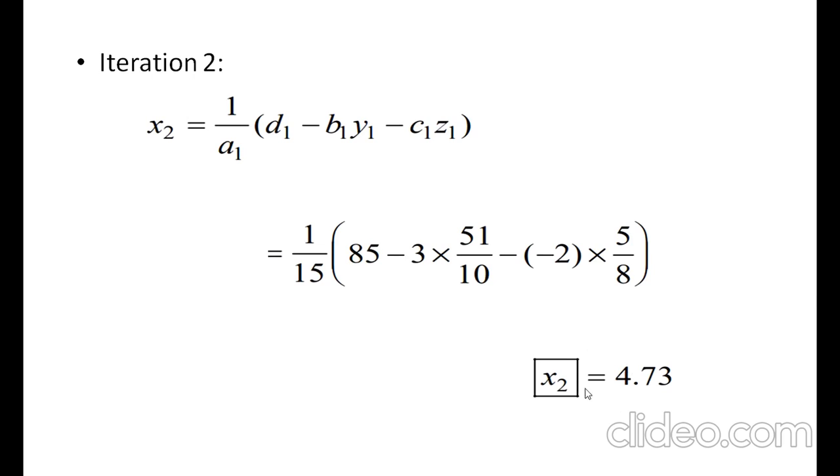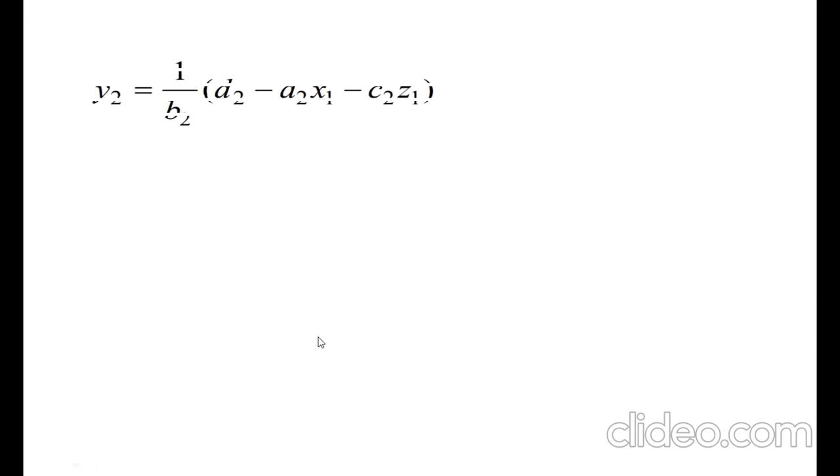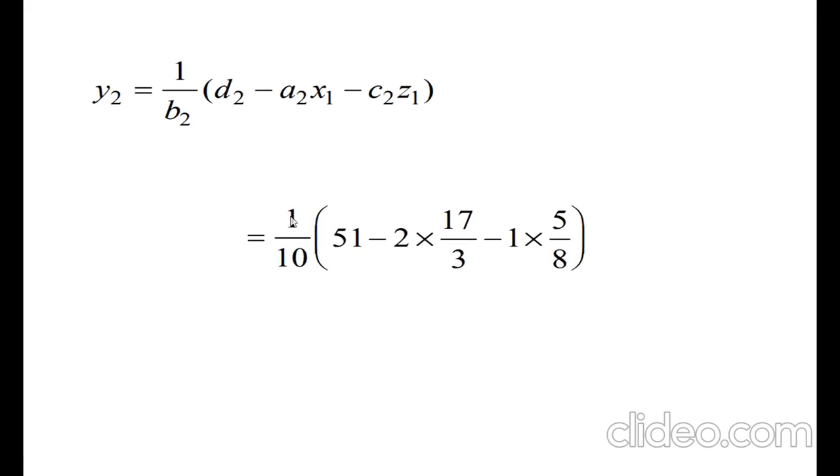Now we will use the x2 value in the next iteration. y2 is 1 upon b2 in bracket d2 minus a2 x1 minus c2 z1. Hence 1 upon 10 in bracket 51 minus 2 into 17 by 3 minus 1 into 5 by 8. Here we have taken the value of y2 as 3.904.